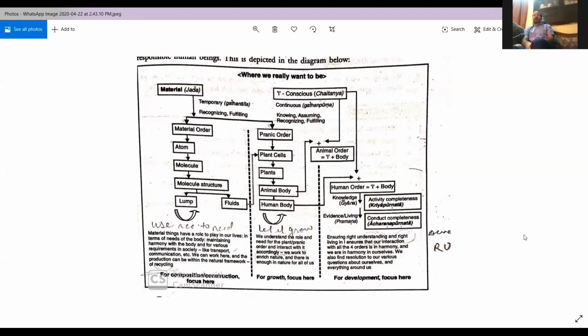This is the notion of the present time. The third one is that we are totally ignoring knowing, assuming, recognizing, and fulfilling. That is a very wrong concept.